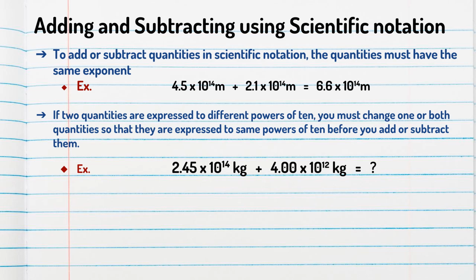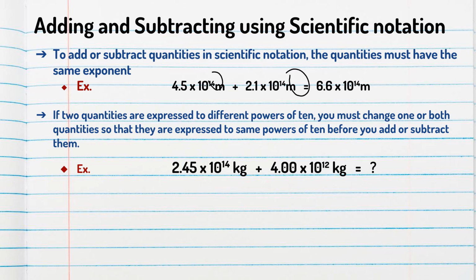All right, so here's a couple of rules. To add or subtract quantities in scientific notation, the quantities have to have the same exponent. So your exponent here has to be the same. If two quantities are expressed to a different power of 10, you must change one or both quantities so they're expressed similarly, or the same power, before you do that.